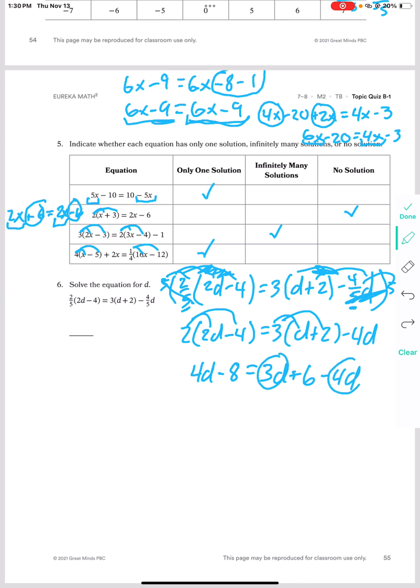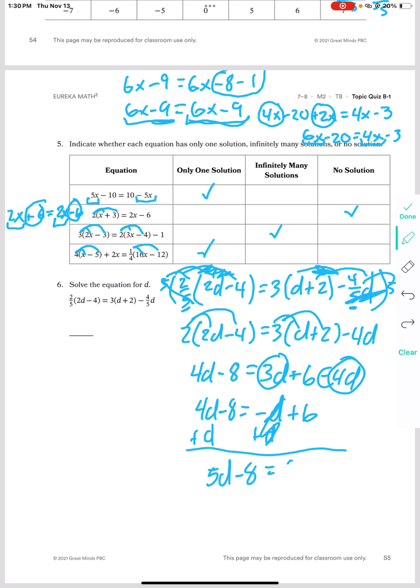Combine like terms on this side. Can't forget the minus. So that would be 3d minus 4d, which gives me negative d plus 6 equals 4d minus 8. So now I have to get rid of one of my variables. I'll do plus d on both sides, plus d plus d. This cancels out, so that gives me 5d minus 8 equals 6, right?